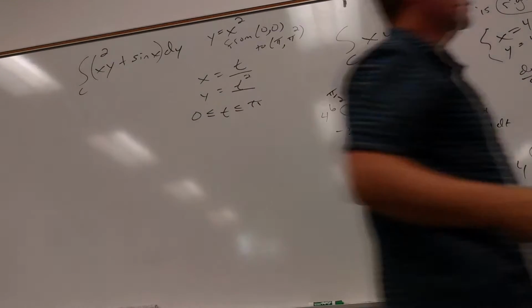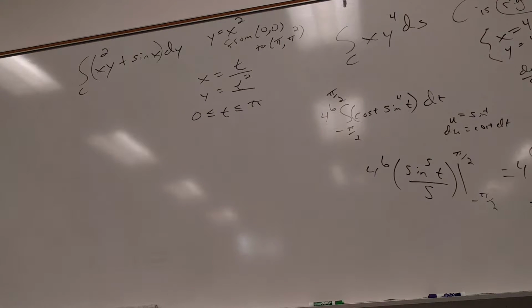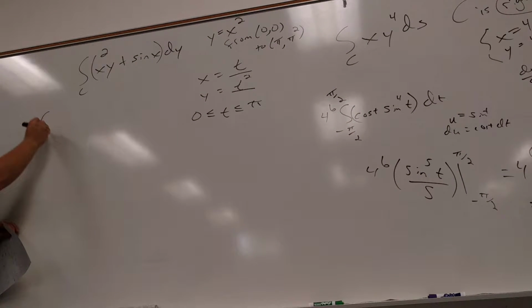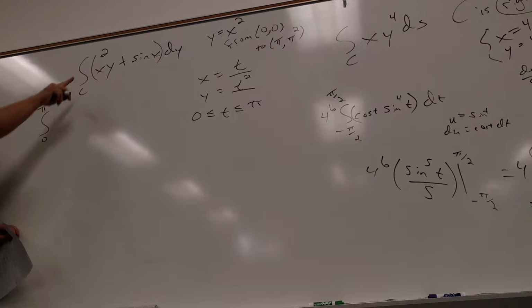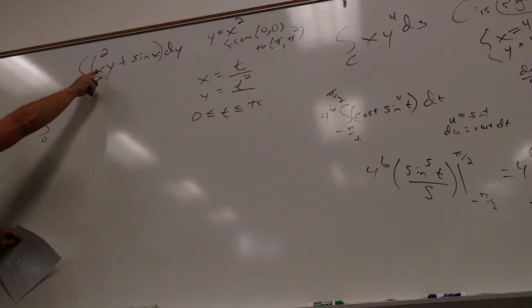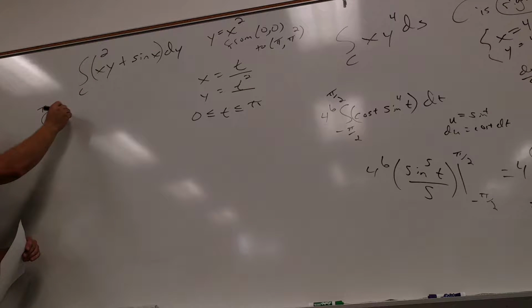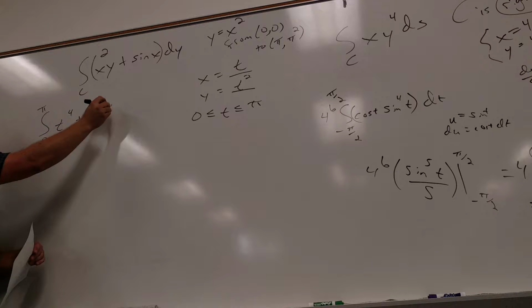Let me see. Did they ask this way? Oh, cool. All right, I like it. So let's see what happens. We know it goes from 0 to pi. We know what x and y are. So this will be t squared times t squared plus sine of t.